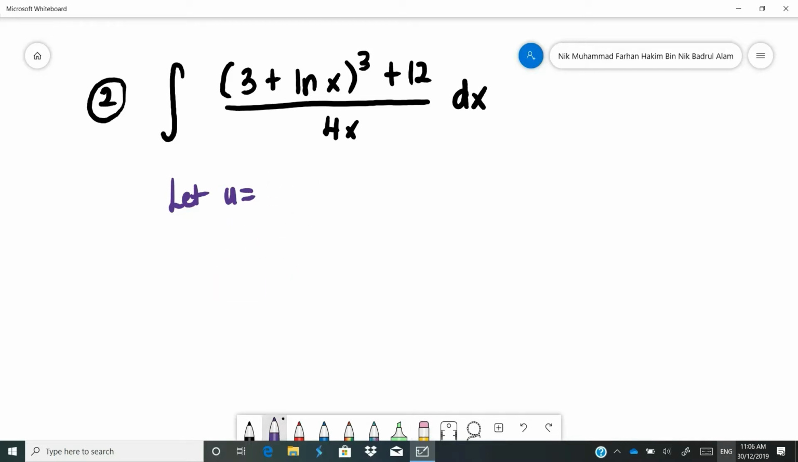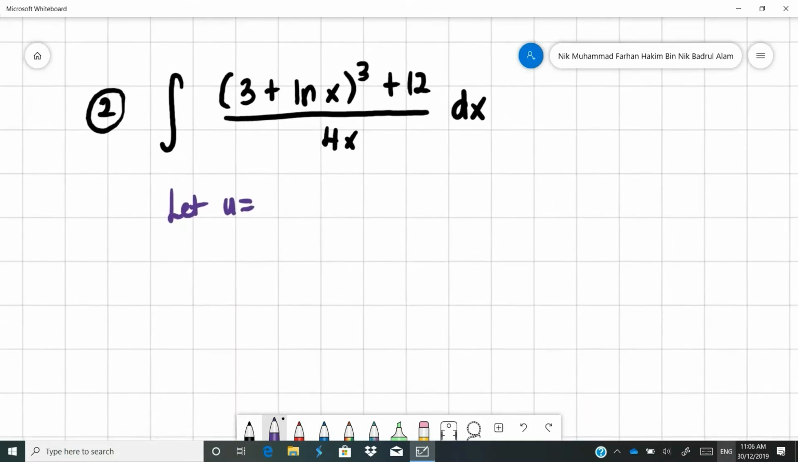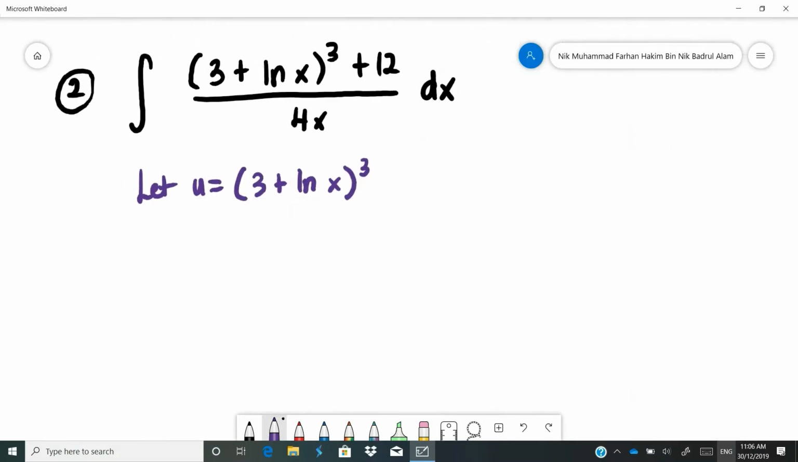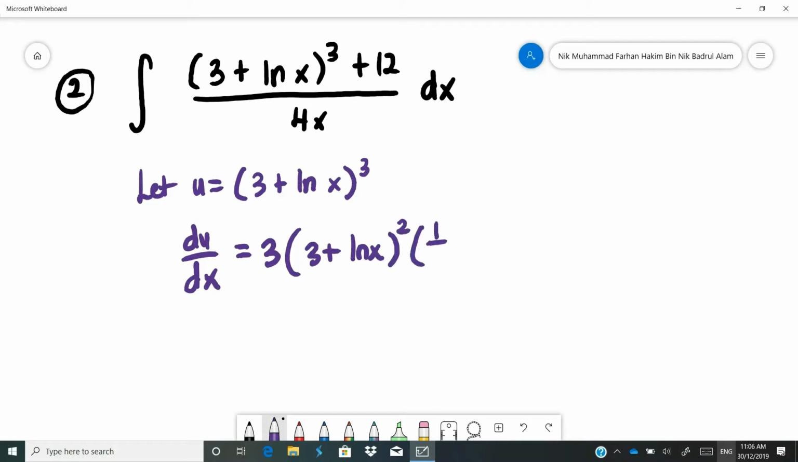So in this case, maybe you can try 3 plus ln x to the power of 3, alright? 3 plus ln x to the power of 3. But bear in mind, when you try to differentiate this, you get something very complicated. For example, you'll have 3 times (3 plus ln x) to the power of 2, and then you have to differentiate the one in the bracket, you get 1 over x. Very complicated because you cannot cancel anything here.